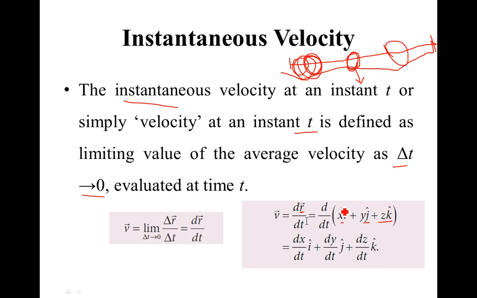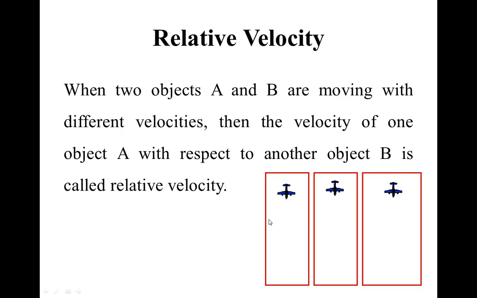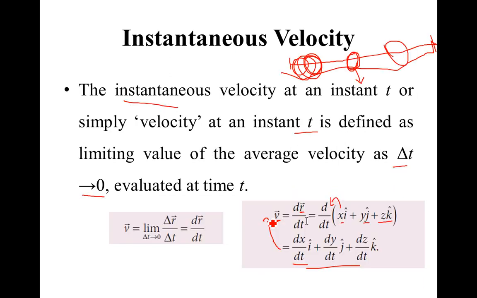You can write this as separate terms of differentiation. It is dx by dt of i cap plus dy by dt of j cap plus dz by dt of k cap, which is your velocity. That is, to find the velocity, whatever the position vector you have, if you differentiate that particular value once with respect to time, we will get the velocity value. I hope you're clear with this now.